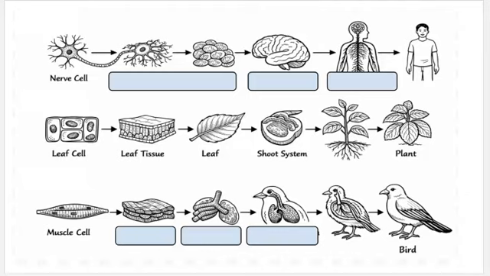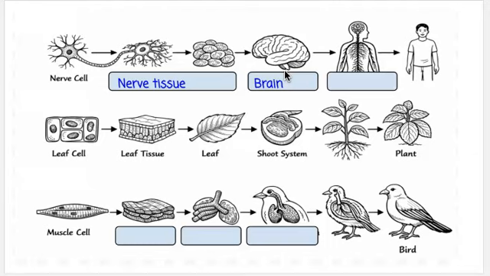Now, let's look at what it actually looks like in real life. So we can start off with a cell, which is the smallest unit of life. When similar cells work together, they form a tissue. So for example, the nerve cells come together and they make a nerve tissue. When different tissues work together, they form an organ. So the nerve tissue helps make the brain.